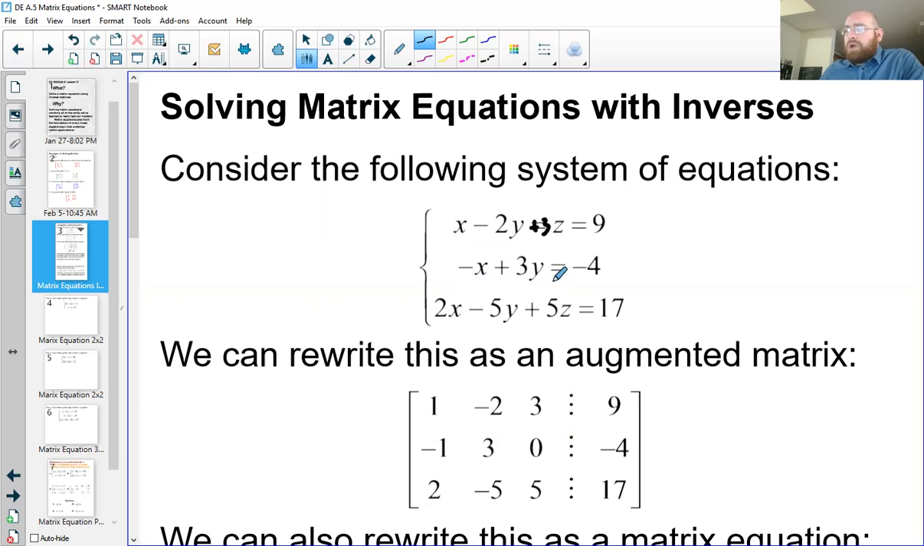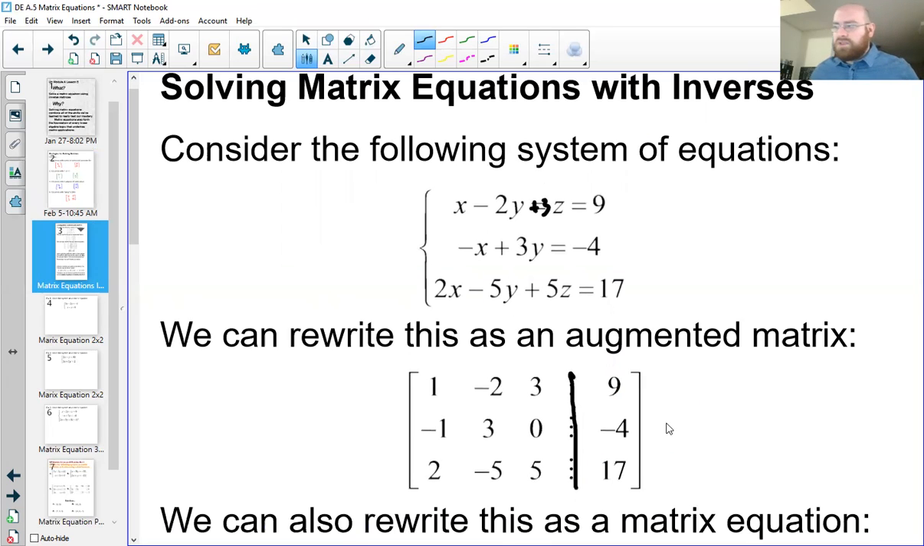Negative x plus 3y equals -4. 2x minus 5y plus 5z is equal to 17. We can rewrite this as an augmented matrix, pairing the coefficients 1, -2, +3, -1, 3, 0, 2, -5, +5, and then what our equations are equal to, 9, -4, and 17. Typically, we would write this as a solid line. The formatting options wouldn't really allow me to do that, hence why it's just the dots.